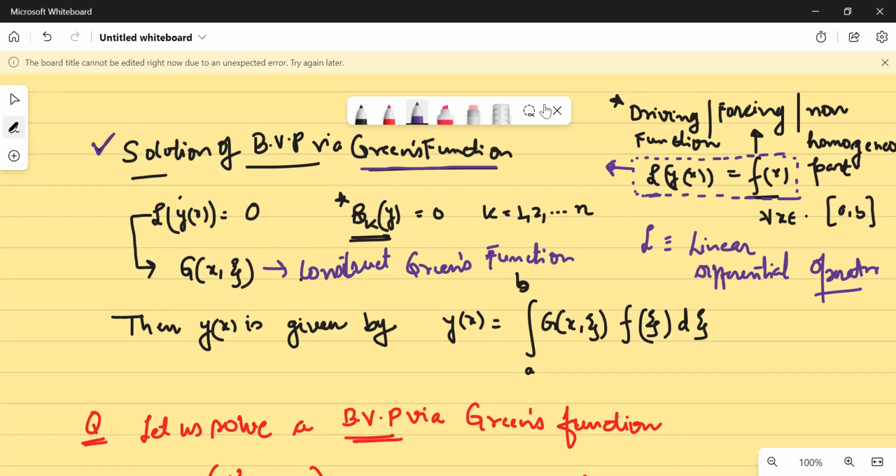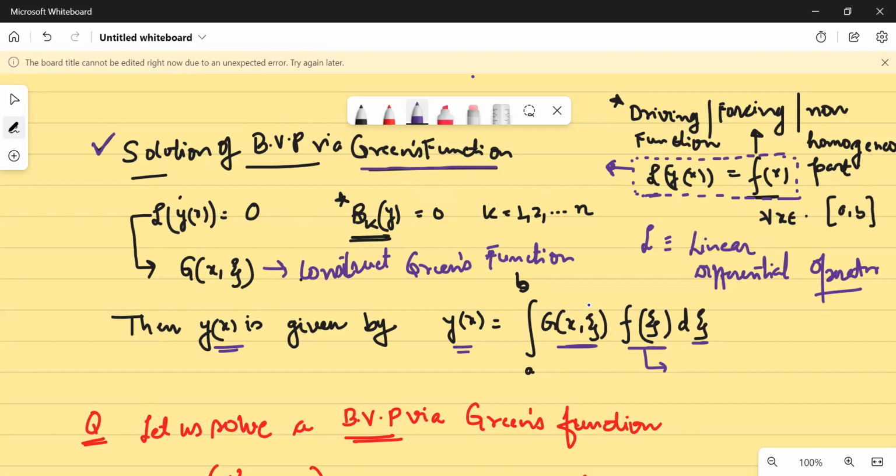And once your Green's function is constructed, your function y of x is given by the integral from a to b of G(x, zeta) f(zeta) d zeta. Your f is your forcing function, which happens to be on the right, or your non-homogeneous part. Okay, so all of these things are possible.